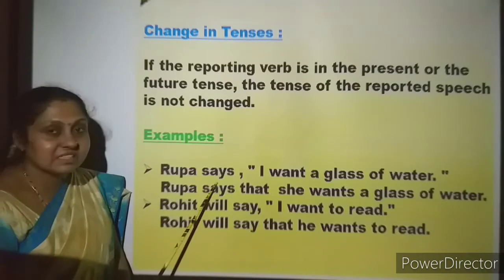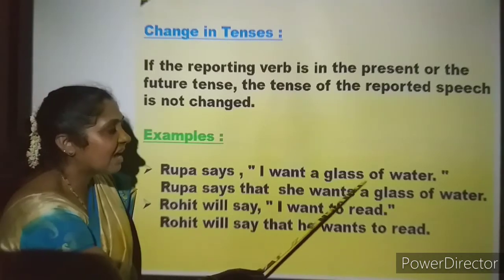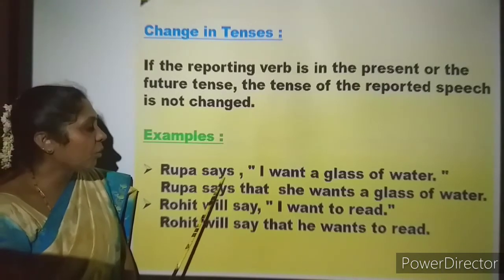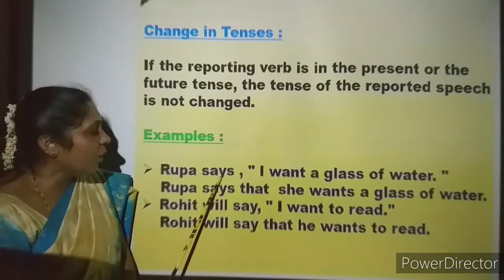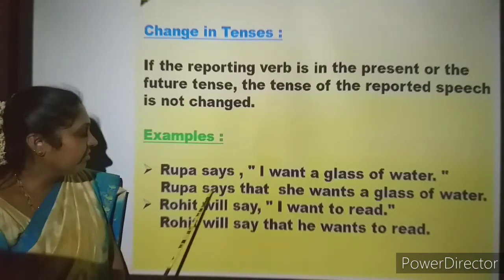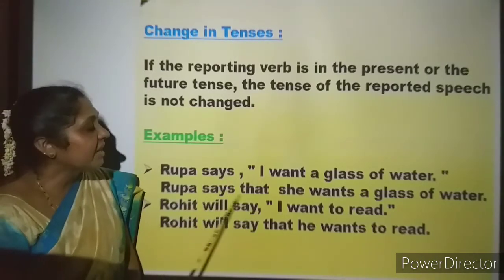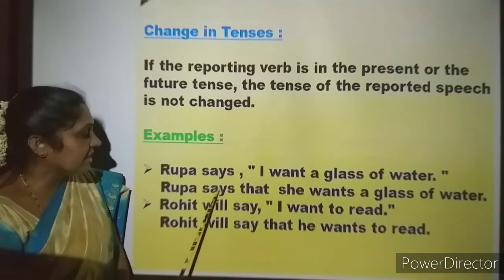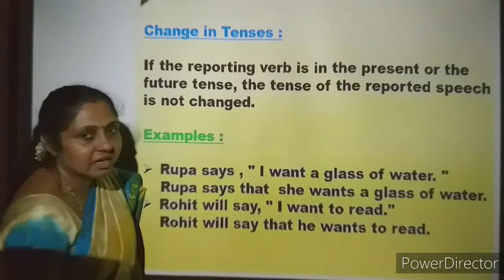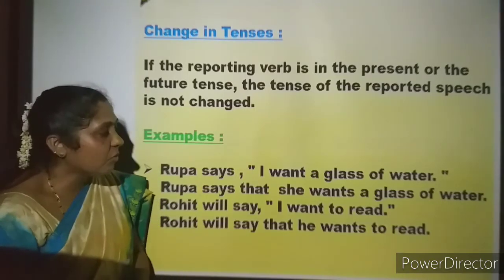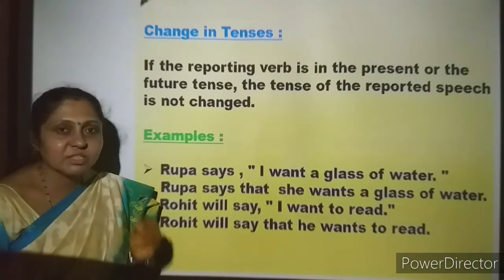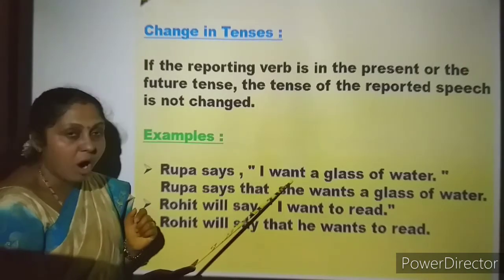Examples: Rupa says, I want a glass of water. Rupa says. So your reporting verb is here. So now when you change this sentence into indirect speech, we don't change the tense of the sentence. Rupa says that she wants a glass of water. She wants a glass of water. The sentence is put as it is, but one change you can observe is I want.